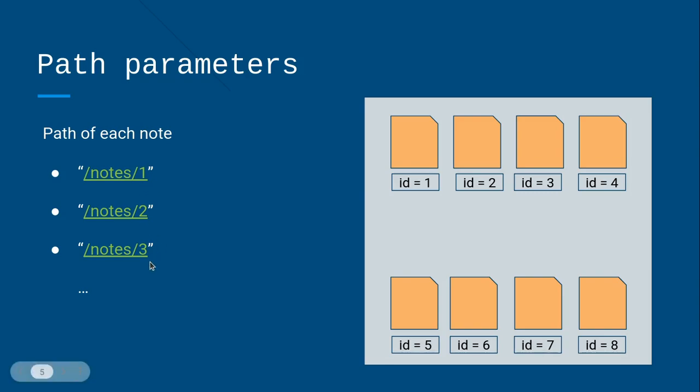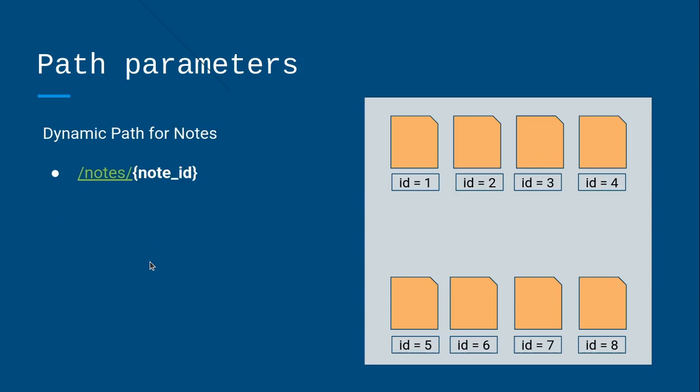What we can do is replace it with a variable, something like this. Now this particular variable is known as a path parameter, and this can take any value, id equals 1 or 2 or 3. We sometimes even call this particular path an endpoint.